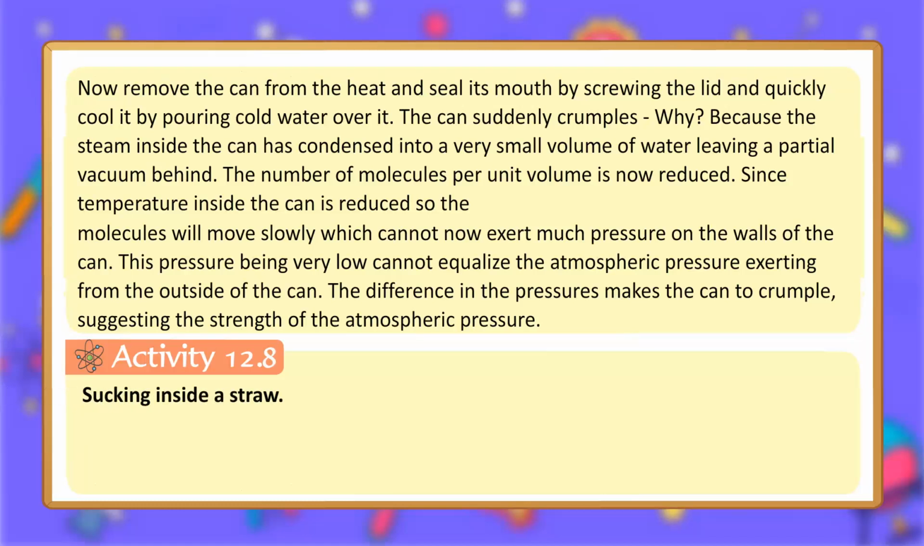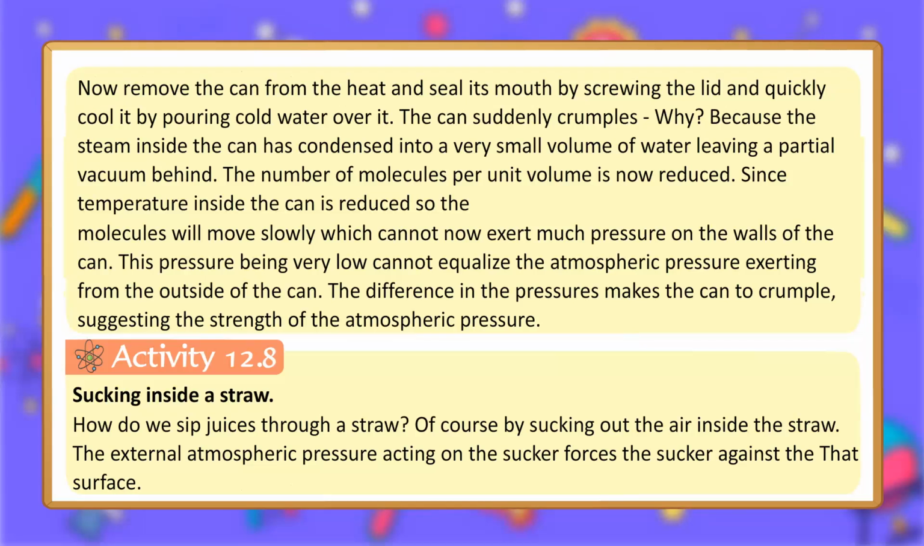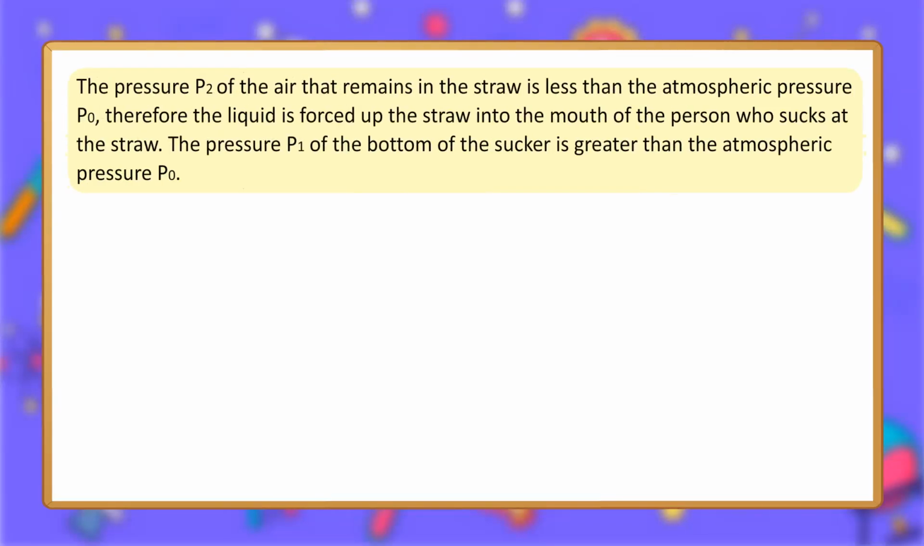Activity 12.8. Sucking inside a straw. How do we sip juices through a straw? Of course, by sucking out the air inside the straw. The external atmospheric pressure acting on the sucker forces the sucker against the flat surface. The pressure P2 of the air that remains in the straw is less than the atmospheric pressure P0. Therefore, the liquid is forced up the straw into the mouth of the person who sucks at the straw. The pressure P1 at the bottom of the sucker is greater than the atmospheric pressure P0.